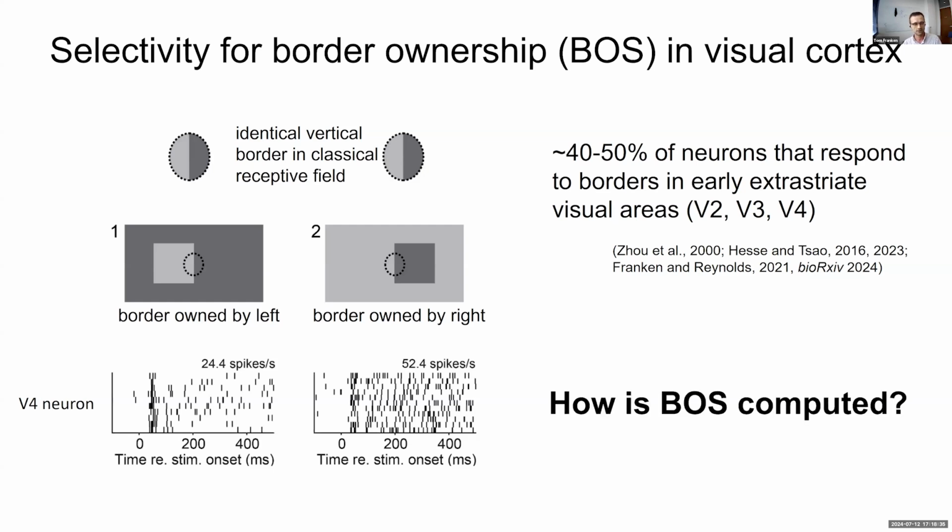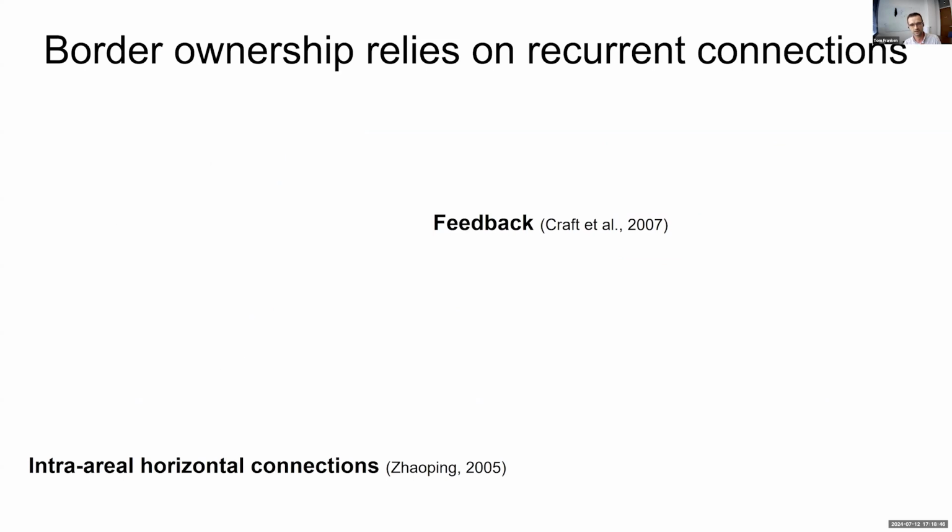An important question, though, is how does the visual system do this? How does it compute the ownership of borders locally in receptive fields? Well, there are converging lines of evidence that implicate the importance of recurrent pathways in the brain. The two major classes of recurrent pathways are cortical-cortical feedback and intra-areal horizontal connections. And there's evidence for both of these involvement in border ownership computation.